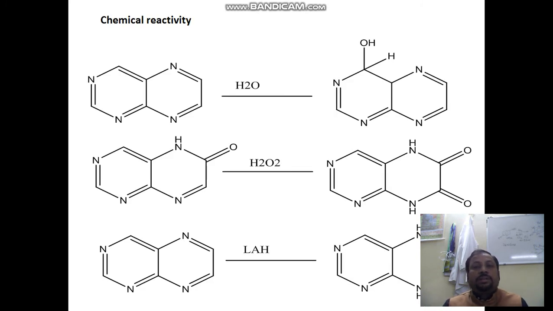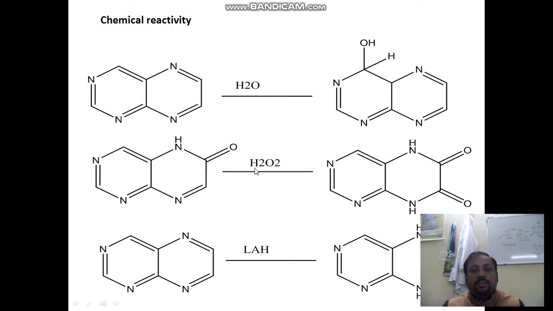Now look at this reactivity. Again, because it contains 4 nitrogen atoms, definitely it will have some basicity, although it's a weak base. So when treated with water, it takes up the water molecule, and this bond gets hydrolyzed, and we get a hydroxy product. So it seems to be hygroscopic, so it can get denatured, or it can react with the water. And if I take a ketone or amide type of molecule here, this is an amide, and this basic ring is our pteridine, and this is the keto part here, so we call it an amide.